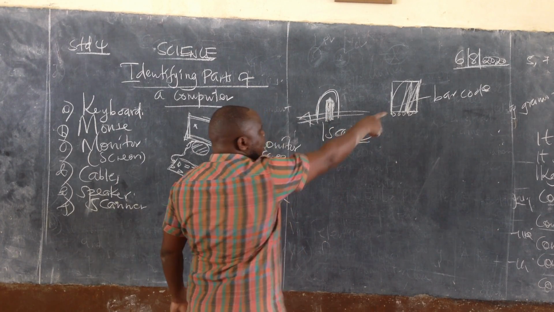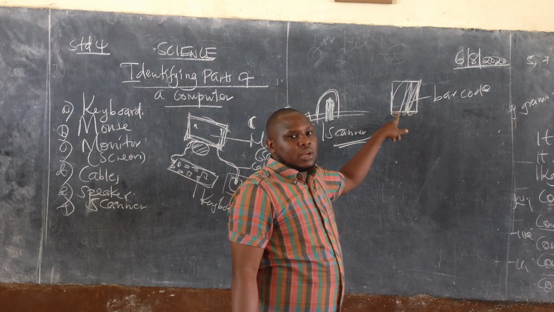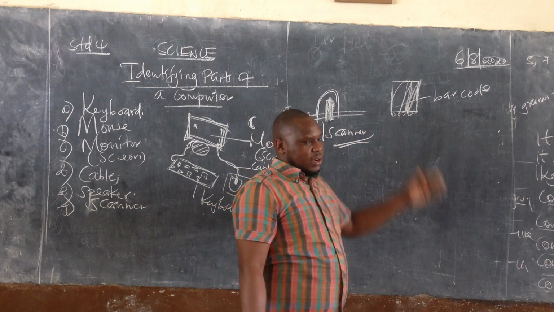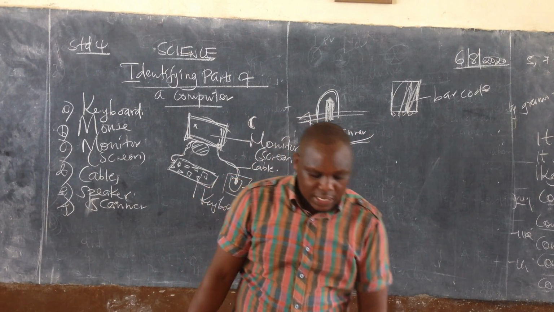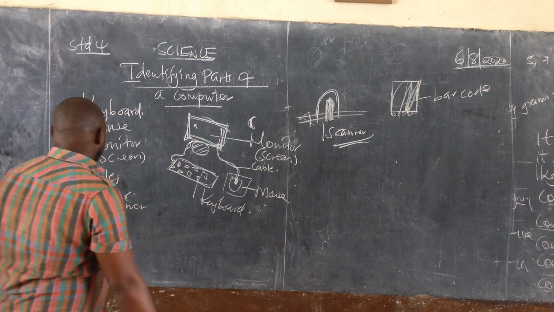It scans the information from here, and they are able to know that this is a pen, and this pen costs 2 shillings, maybe. This is a bread, which costs 25 shillings. So the next one is a printer.